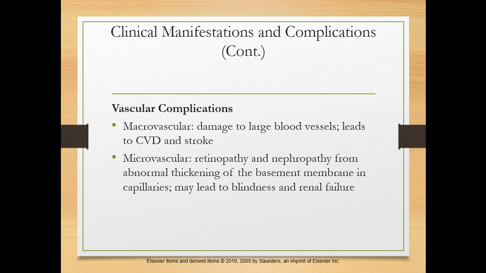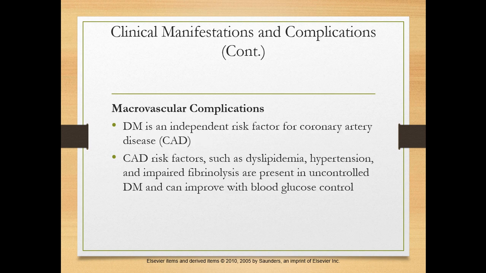Microvascular: what falls under this category is retinopathies, so anything dealing with blood circulation to the eyes, and nephropathies, which means blood circulation to the kidneys. And this happens due to abnormal thickening of the basement membrane in the capillaries, which unfortunately can lead to blindness and maybe renal failure. Okay. Please make sure you know this. Very, very important to focus on vascular complications because these are the things that can definitely develop if diabetes is chronic and not quite under control, and it can lead to these complications.